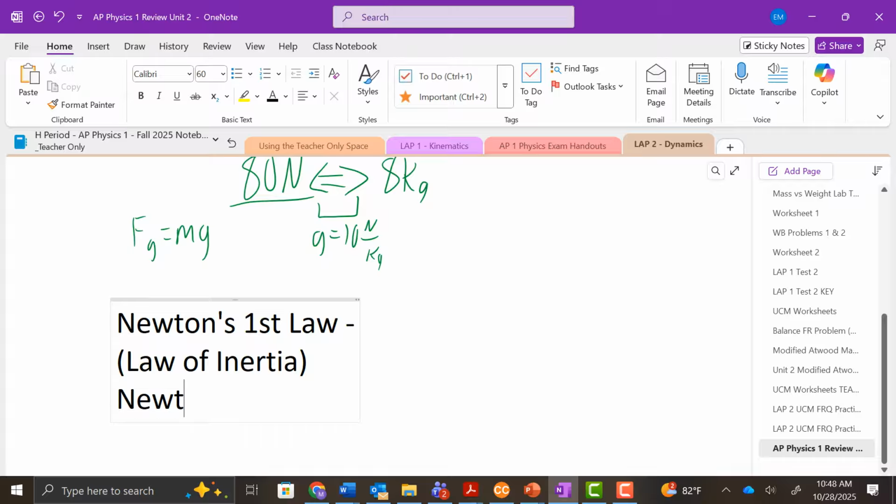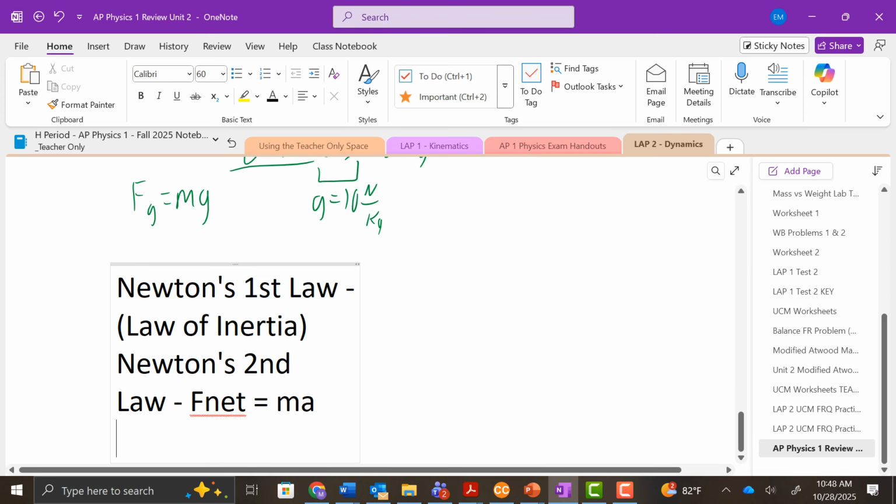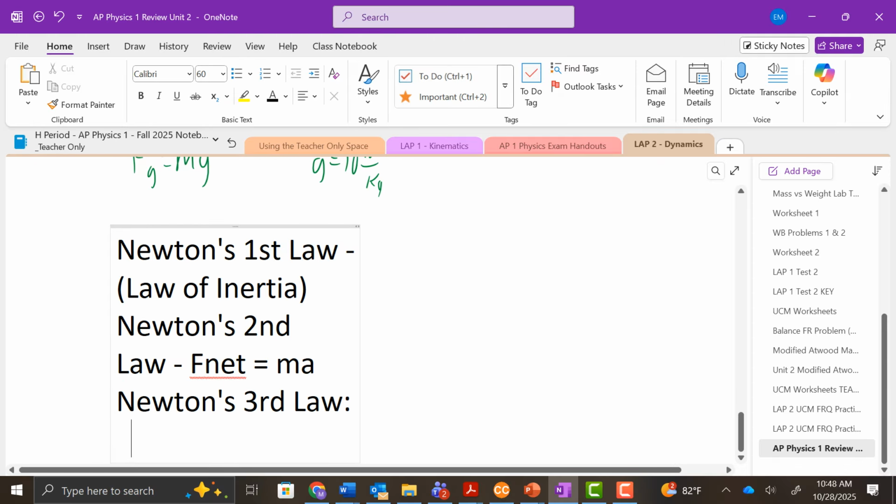Newton's second law: F net is equal to ma. This is the one you use all the time. Even if it's balanced, you're just saying your acceleration is 0, so your F net is 0. And Newton's third law: equal and opposite.